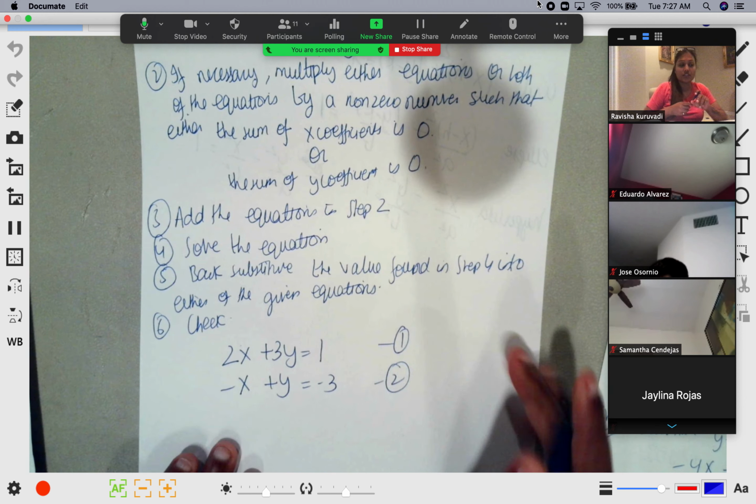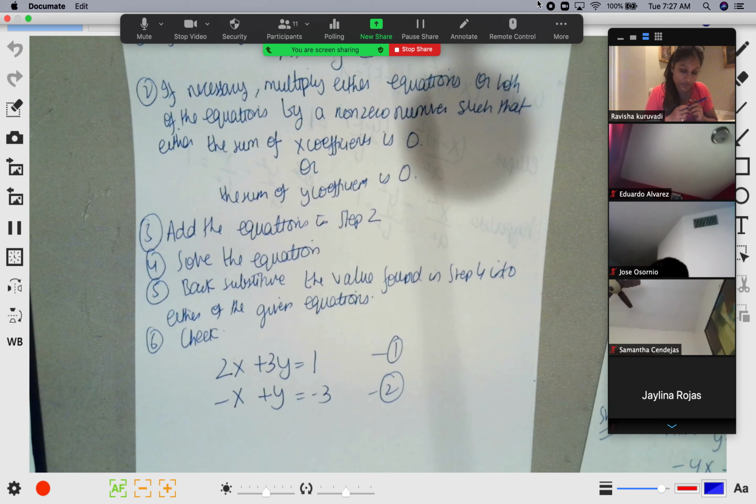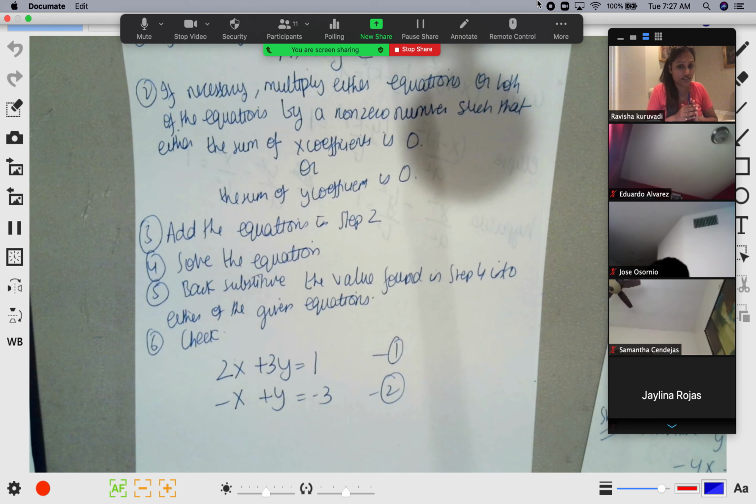First step says rewrite the equation in the form ax plus by is equal to c. So Karen, is my first equation in the form ax plus by is equal to c? Yes. What about the second equation? Yes. I should have the x term, then the y term is equal to constant, always like this. And these equations are already in this form, so I don't have to worry about it.